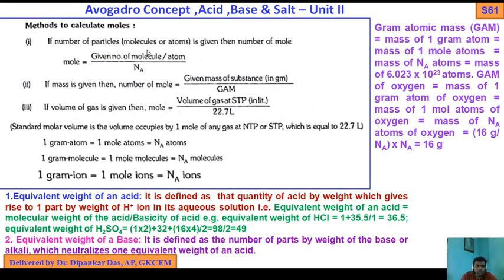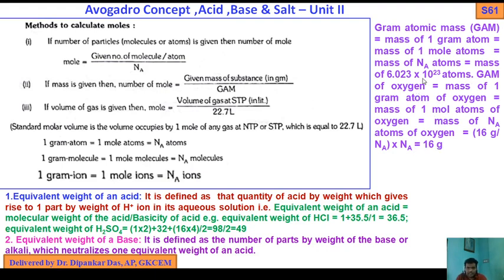Before discussing methods to calculate moles: gram atomic mass, GAM, equals the mass of 1 gram atom, which equals the mass of 1 mole of atoms, which equals the mass of Na atoms, Avogadro number of atoms, which equals the mass of 6.02 × 10^23 atoms. GAM of oxygen equals the mass of 1 gram atom of oxygen, which equals the mass of 1 mole of atoms of oxygen, which is the mass of Avogadro number of atoms of oxygen, that is 16 gram by Na into Na, that is 16 gram. So that is the gram atomic mass.